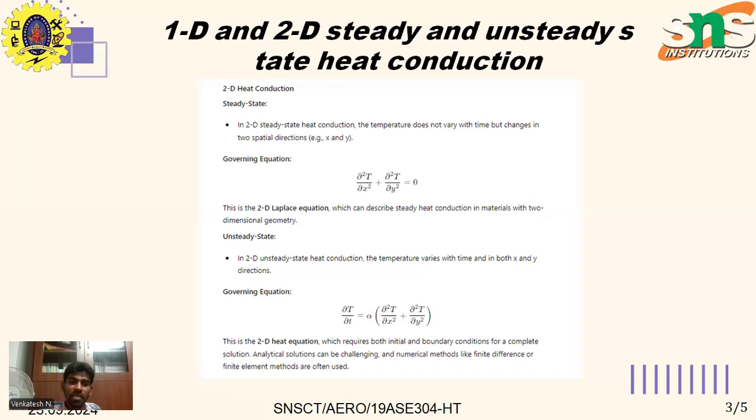In two-dimensional unsteady state heat conduction, the temperature varies with time in both x and y directions. The governing equation is dou T by dou t equals alpha into dou squared T by dou x squared plus dou squared T by dou y squared. This requires both initial and boundary conditions for a complete solution. Analytical solutions can be challenging, and numerical methods like finite difference or finite element methods are often used.